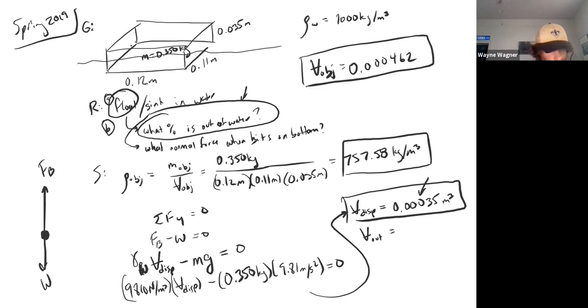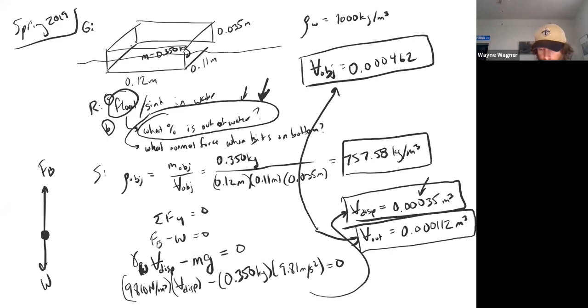So minus 0.000035 is 0.000112 meters cubed. Okay. And now what I want is what's the percent that's out of the water. So basically I want to take this and divide by the total volume of the object. So the percent out equals 0.000112 divided by 0.000462. So I'm just going to do 112 divided by 462. Okay, 24%. I'll just give it to you in 3 sig figs like that.